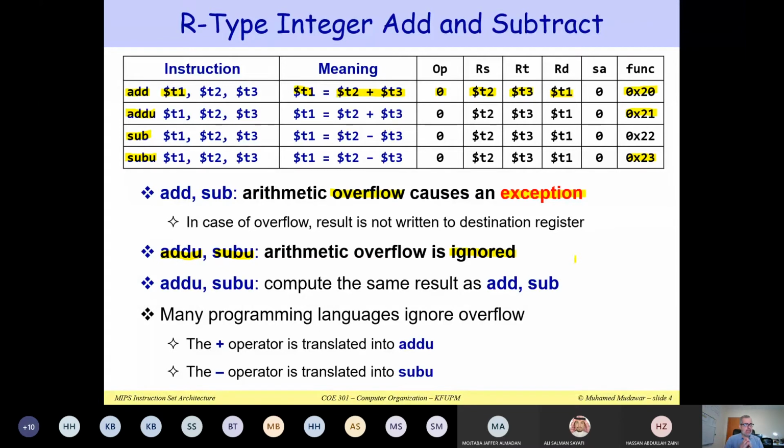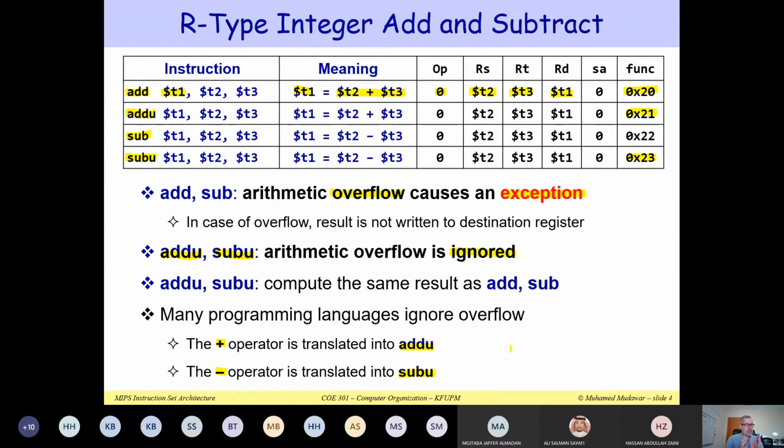The main difference between add and addu is that add is going to detect overflow and cause an exception, whereas addu, if there is overflow, the exception is ignored, and therefore it has no effect. This is why many programming languages choose addu and subu to translate the plus operator and the minus operator. Anytime you have addition, they use addu, and whenever you have subtraction, they use subu.